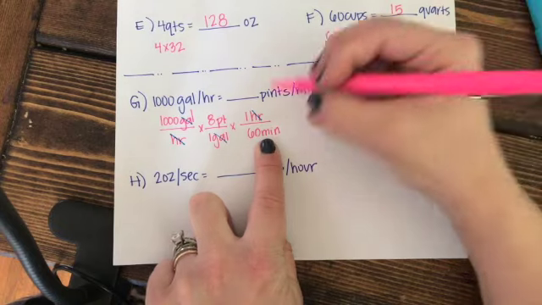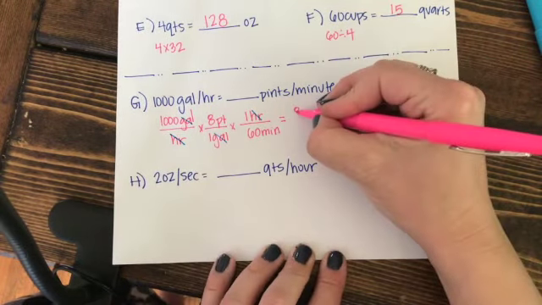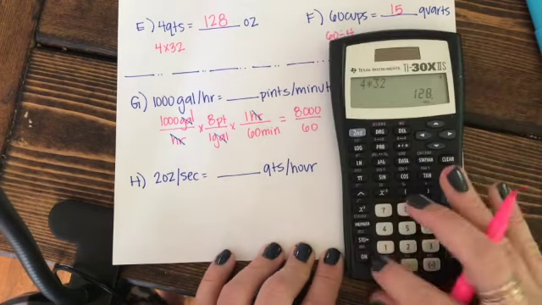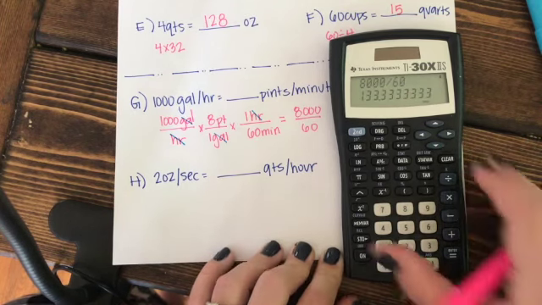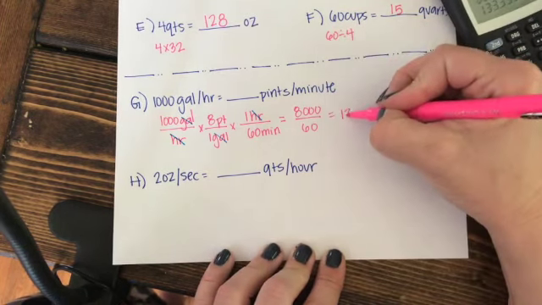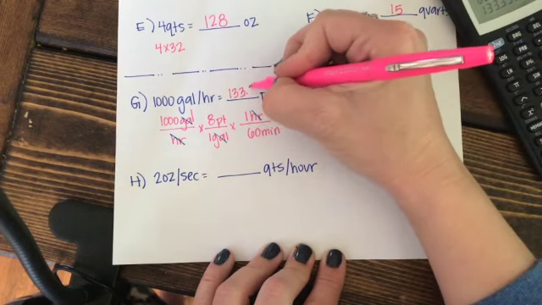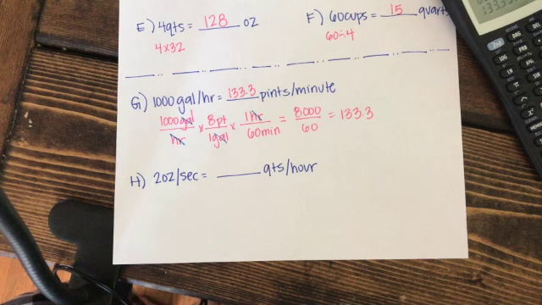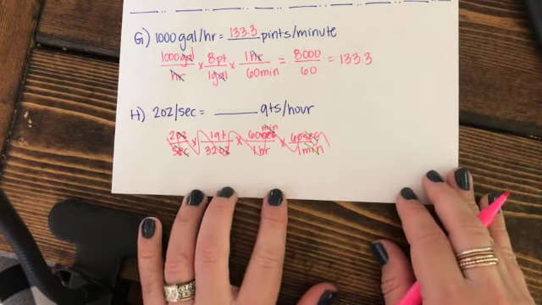Is that what I want? Yes. So 1,000 times 8 is 8,000 divided by 60. So 8,000 divided by 60 is 133.3. So if you're making 1,000 gallons every hour, you would be making 133.3 pints every minute.